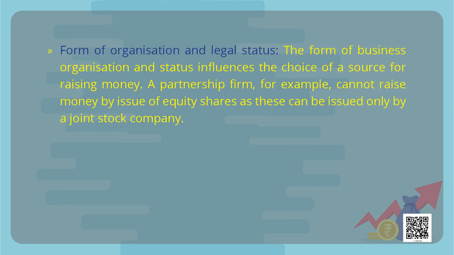Third, forms of organization and legal status. Now, not all companies or all firms can issue all types of securities, right? For example, partnership firms and sole proprietors cannot issue shares, right? So a company or a firm has to look at its organization, its form, and its legal status also, depending upon which it can actually select. So, depending upon different types of organizations, their options get limited. Within those limited options, they have to select depending upon the type of organization they have or they want to have.